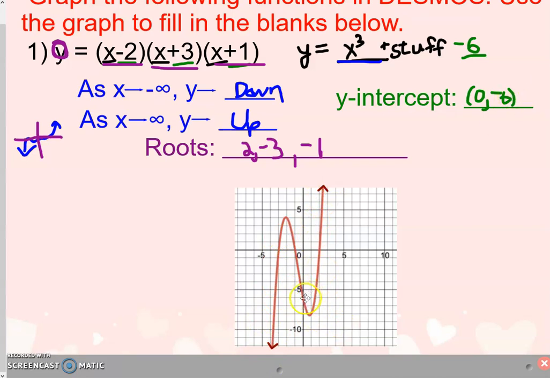Notice the y-intercept right there, let me just put a green mark right there, is negative 6. And notice that we have roots when x is 2, that's this point, when x is negative 3, that's that point, and when x is negative 1. So we were able to pull out some pretty interesting parts of this graph. 4 specific points, the roots and the y-intercept, and the end behavior just by looking at the graph.